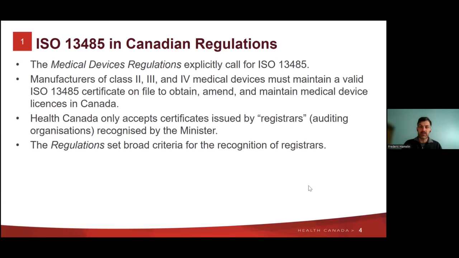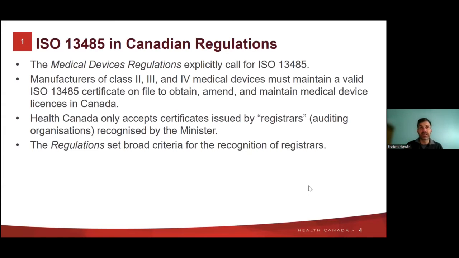Now, we ask for a certificate, but we don't accept simply any 13485 certificate. We require a certificate that comes from a third-party auditing organization that is recognized by the minister, that we call registrars in the regulation. So if I speak of registrars, I really mean an auditing organization. The terms are equivalent. And the regulations do set fairly high-level criteria that allows us to recognize registrars. The two main categories are that they apply generally recognized auditing practices as defined by ISO, IEC. So this points to 17021, for instance. And the other criteria being that they have the right combination of knowledge, training, and experience in the design, manufacturing, and use of medical devices to be able to carry out this work properly. So those are the two high-level criteria.